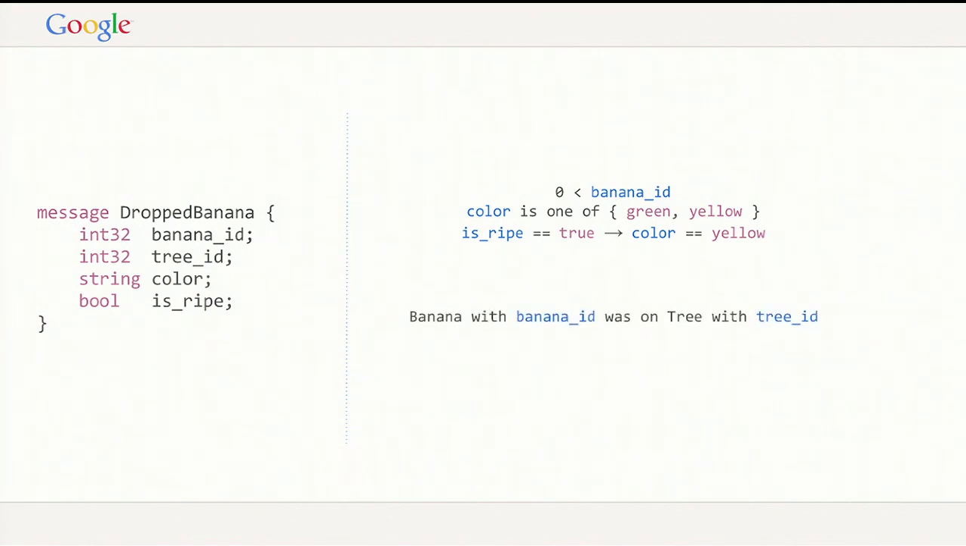Another type of expectation we might have is that the banana with a given banana ID must have been on the tree with the given tree ID. Otherwise, there is something wrong in our system or our assumptions. Something is wrong, so we have to check it.